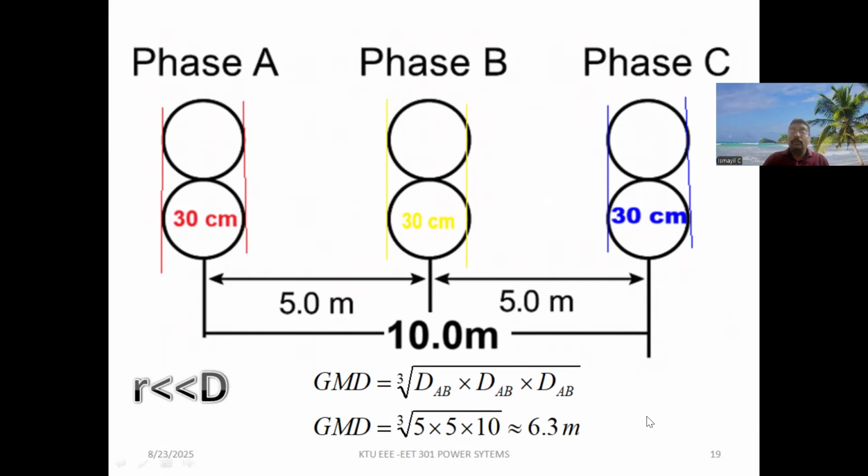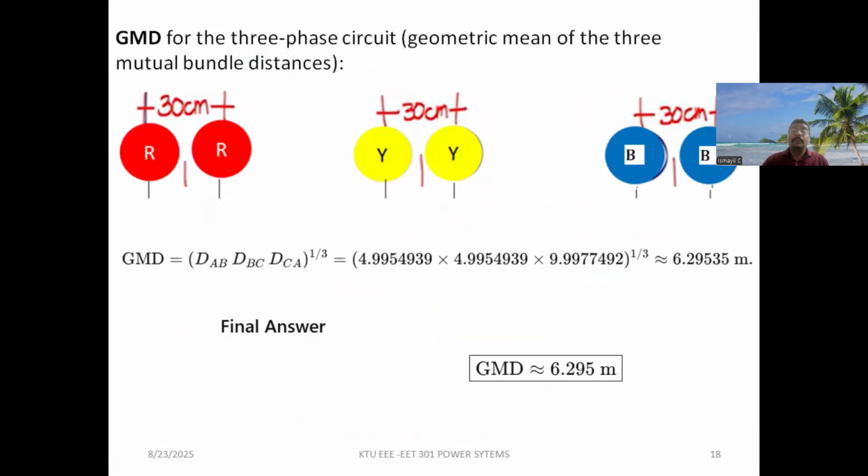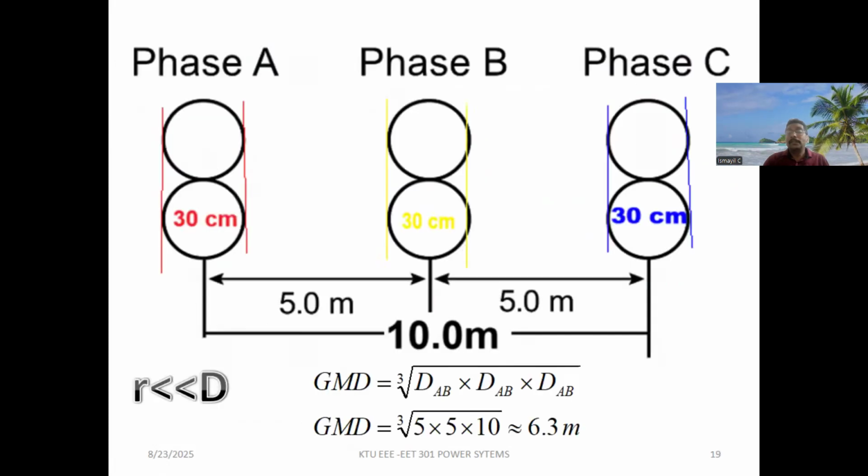You just compare the result using the actual calculation. The difference is very small. In this case, up to two decimal places, it is 6.29. Here it is 6.3. So it is more or less the same. By this approximate method, we can neglect the radius with respect to the distance between the conductors. We are getting almost the same value.